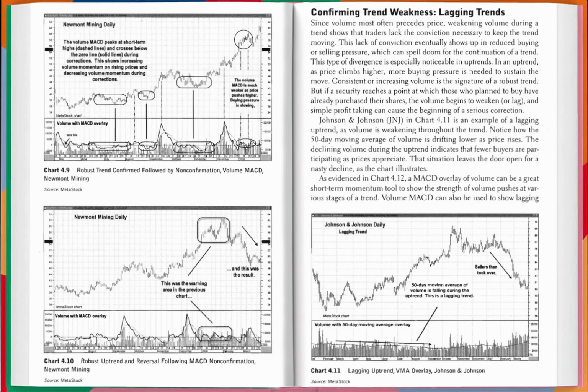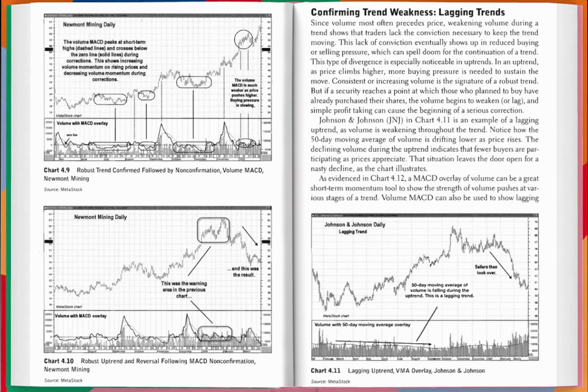Johnson & Johnson, J&J, in chart 4.11 is an example of a lagging uptrend, as volume is weakening throughout the trend. Notice how the 50-day moving average of volume is drifting lower as price rises. The declining volume during the uptrend indicates that fewer buyers are participating as prices appreciate. That situation leaves the door open for a nasty decline, as the chart illustrates.